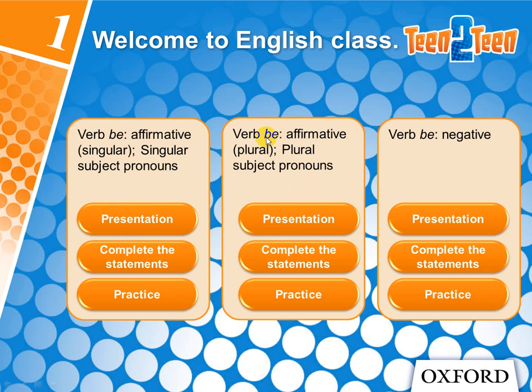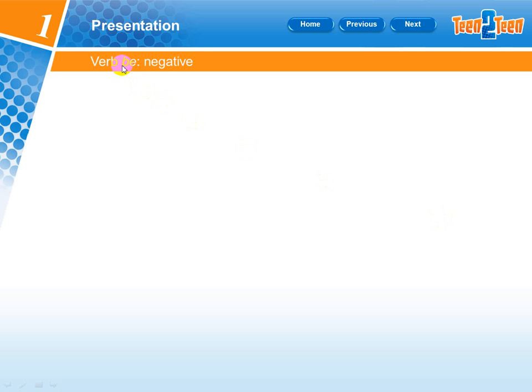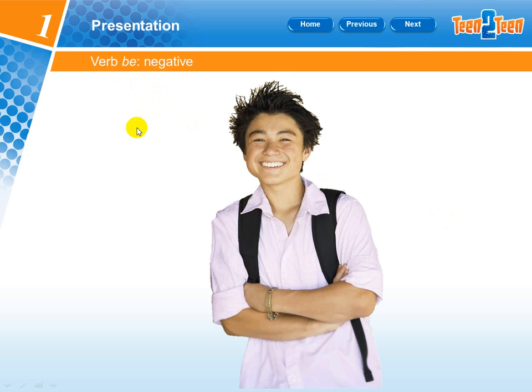In the last video we talked about verb be, affirmative, plural and plural subject pronouns. But in this video we're going to talk about verb be negative. First we go to the presentation. In the presentation of this video we are going to talk about verb be negative. It means the negative form of verb be.